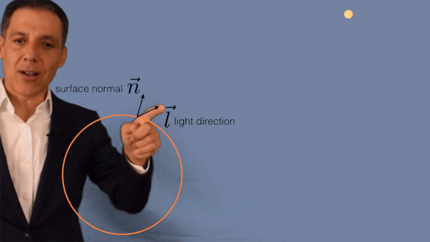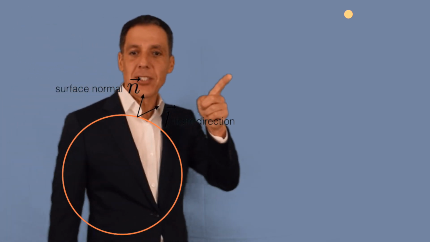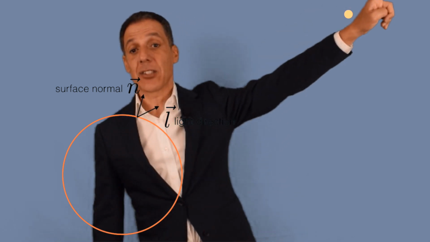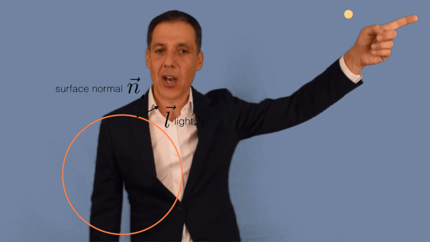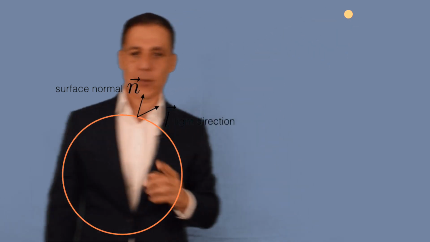I'm going to call that L with a little vector on top. That is the direction to the light source. Now in this example, I've drawn the light source right here so you can see it. You're going to see in a minute that we're going to have to assume that that light source is at infinity, like the sun. But for now, I'm going to render it right here just so you can see what I'm referring to when I do the light direction.